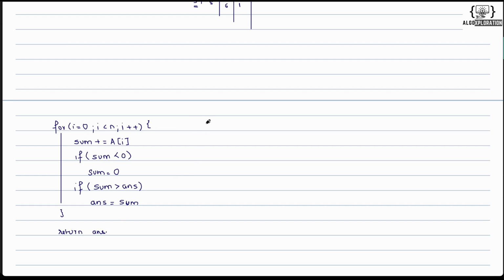If you see the time complexity, it will be order of n, and since we didn't use any extra space, the space will be order of 1. Okay, this is a simple approach. That means if the sum is negative, simply reassign the sum to 0. Okay, that's it.